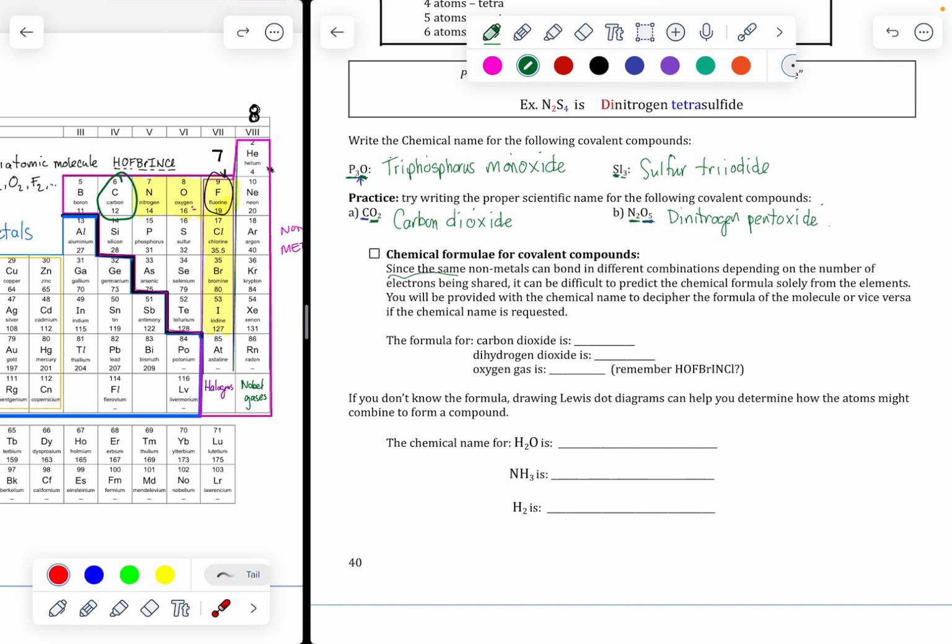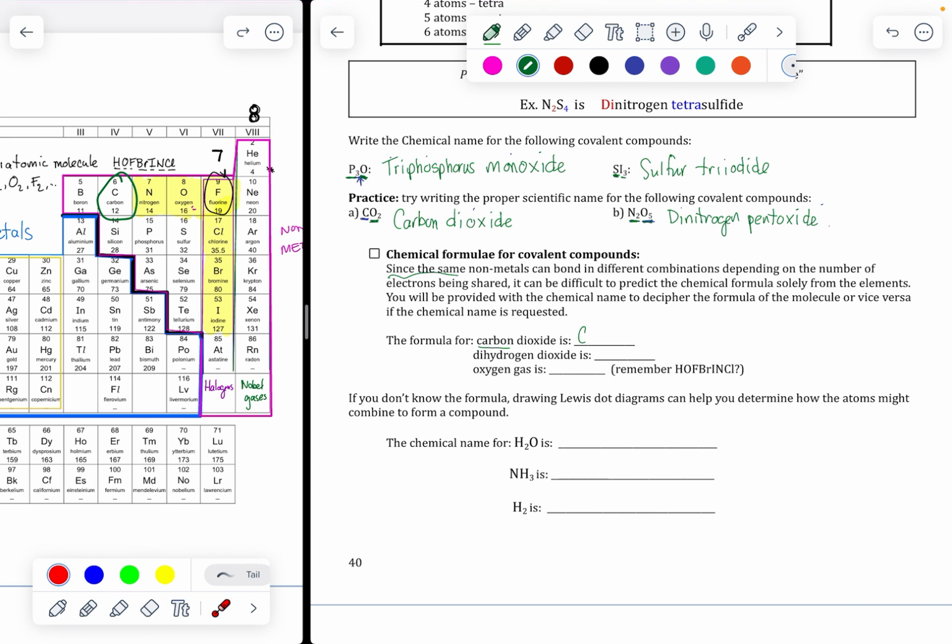Since the same nonmetals can bond in different combinations depending on the number of electrons being shared, it can be difficult to predict the chemical formula solely from the elements. You will be provided with the chemical name to decipher the formula of the molecule, or vice versa if the chemical name is required. So the formula for carbon dioxide, we see carbon, so we know there's only 1, so we say C.